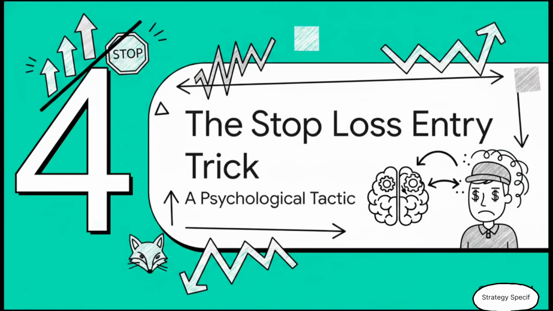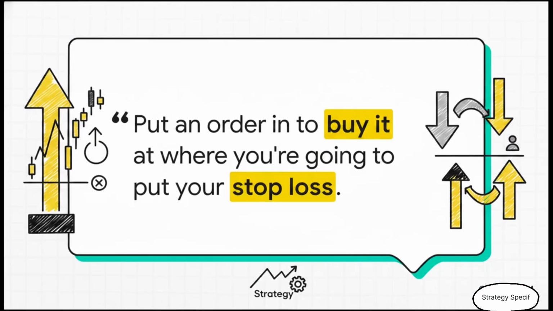And now for the plot twist. Section 4, the stop-loss entry trick. We're shifting gears from the core formula to a brilliant psychological tactic that exploits impatient traders. Read this exact, highly counterintuitive quote from our source material. Put an order in to buy it at where you're going to put your stop loss. Let that sink in for a second. This is a total paradigm shift.